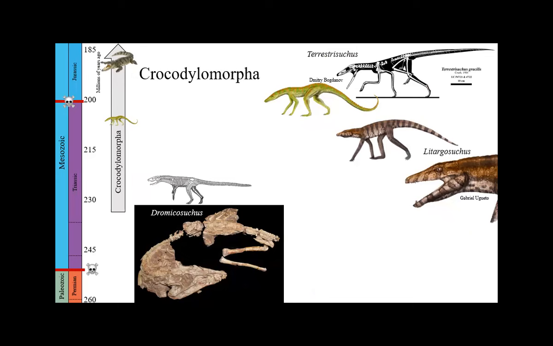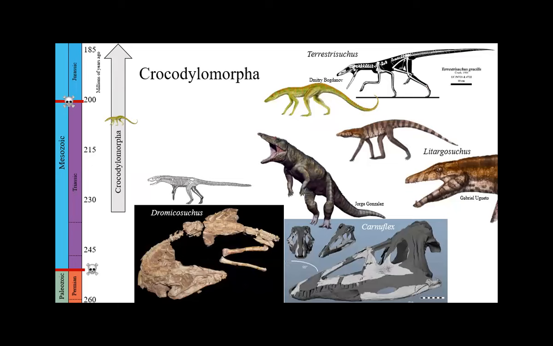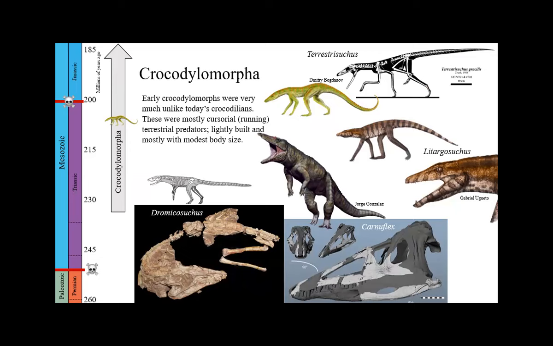I'm gonna take away that Nile crocodile because it's hurting your brain. You shouldn't have to look at that living one, which is not representative. So it's gone now. Here's a bunch, Terrestrosuchus. Latargosuchus is technically from the early Jurassic. This beautiful skeleton, here's the head of Dromaeosuchus. There's another one, Carnflex is awesome. Talk to each other real quick about these early crocodilomorphs. These are the closest things you've seen this whole class to today's crocodiles. Tell me about them.